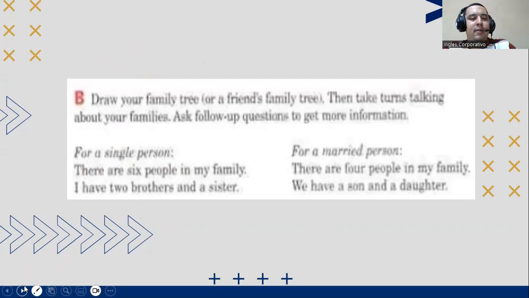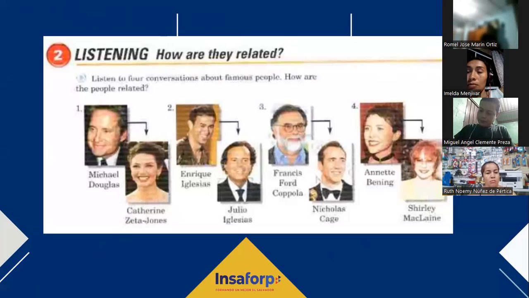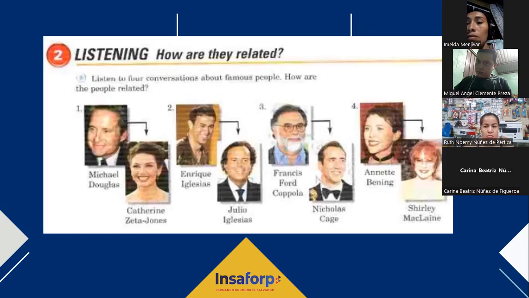Okay, guys, let's move to our next slide. I don't know what happened with this slide. Sorry. Okay, guys, here we have some famous artists, right? If you see, who do we have here? Here we have Michael Douglas, Catherine Zeta-Jones, Enrique Iglesias. Here we have Julio Iglesias, Francis Ford Coppola, Nicolas Cage, Ariette Benin, and Shirley MacLaine. Here we have a lot of famous people, guys.